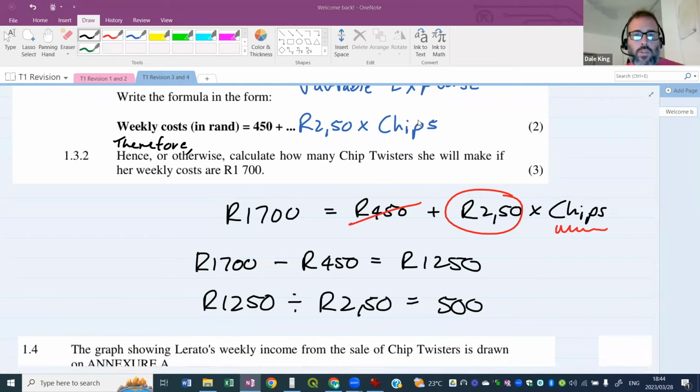And Sambulos has got an answer in to show that it's correct. Fantastic. Okay. So this 500 here, it's 500 what? Are these rands? 500 what, guys? Ships? Chips. Thank you, Sonia.